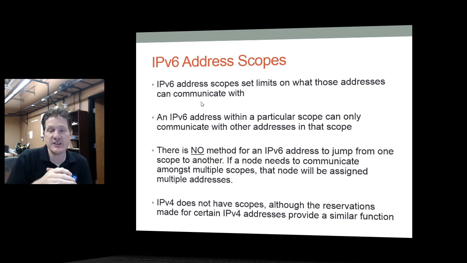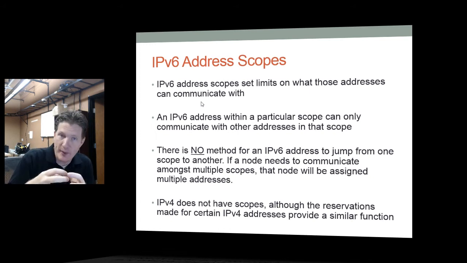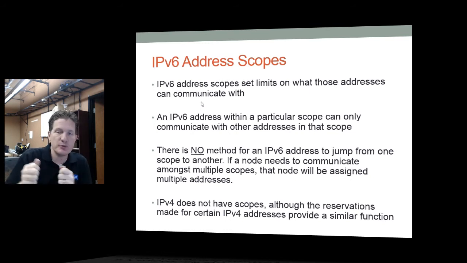An IP version 6 address within a particular scope can only communicate with addresses in that scope. So if you have your local scope address, you can only communicate with other machines that also have a local scope address in that same scope. You are not allowed to use a local address to communicate with a global address, for example. You cannot jump from one scope to another.